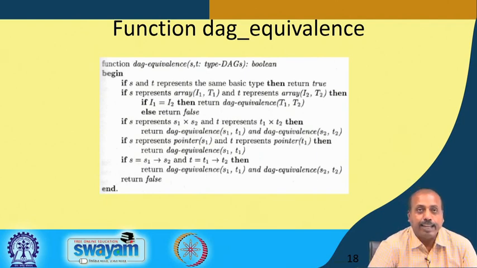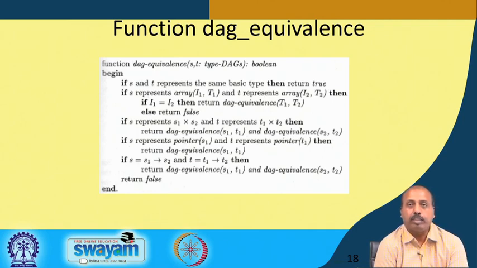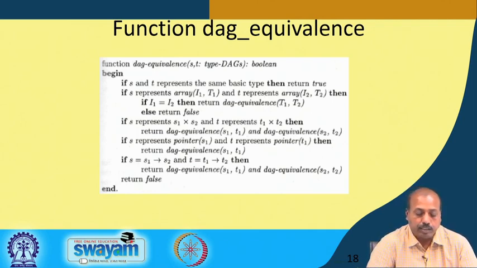If S is an array I1 T1 and T is another array I2 T2, then if I1 and I2 are the same, you need to check whether T1 and T2 are of equivalent type or not. Accordingly, it is calling this function DAG equivalency recursively with the parameters T1 and T2. Otherwise, it will return false. So, if I1 and I2 are not the same, it will say that they are not equivalent. Otherwise, it will depend on the types of T1 and T2.